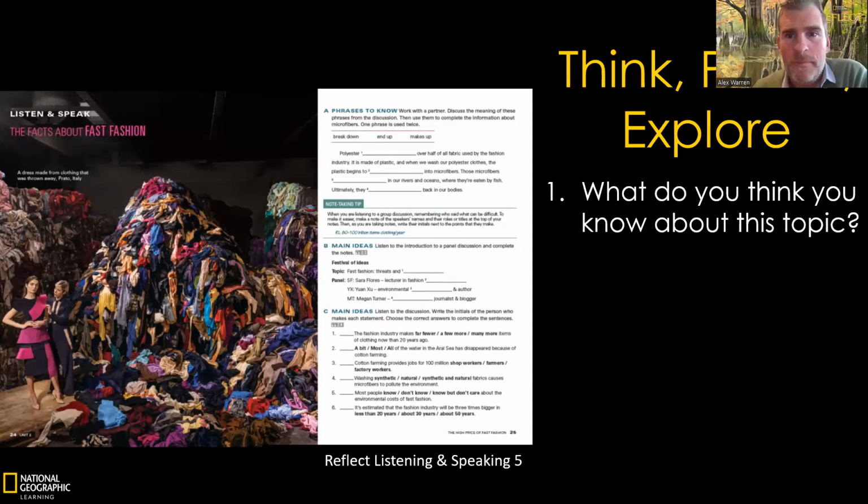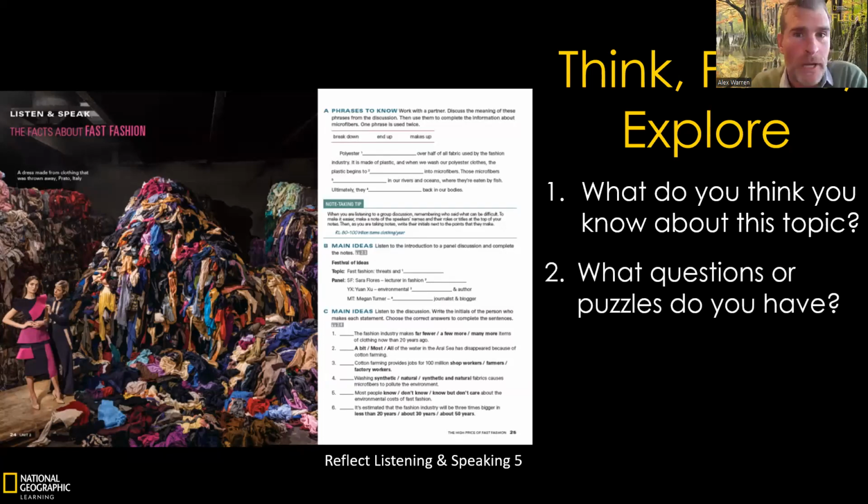Then we move on to the puzzle. What questions or what puzzles do you have? In other words, what do you want to know more about fast fashion? So I want to know just how bad is it for the environment, for example. And Sondes, you made a really good point there. It does sound like KWL. It's very, very similar to KWL. But I think with Think, Puzzle, Explore, it works better with, let's say, older students, university level students, because it just kind of prods them in a slightly different way. So tell me, what questions do you have about fast fashion?